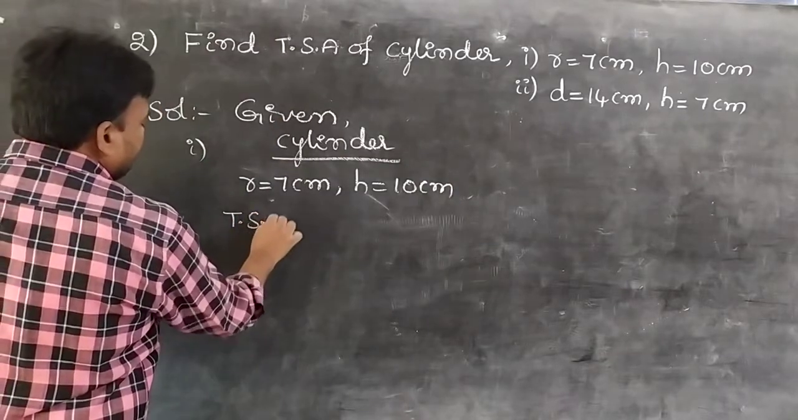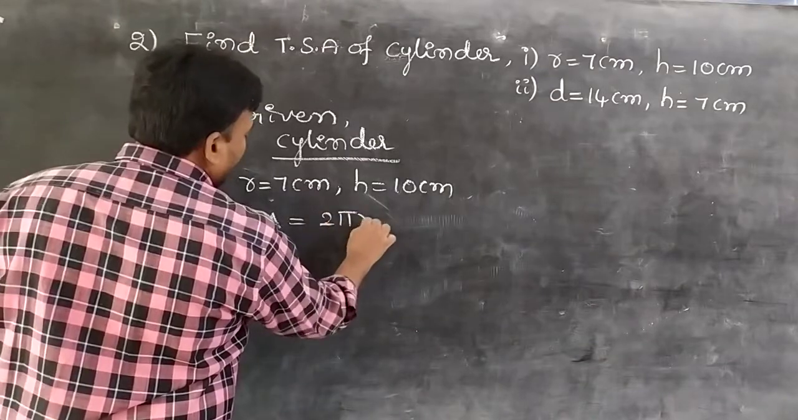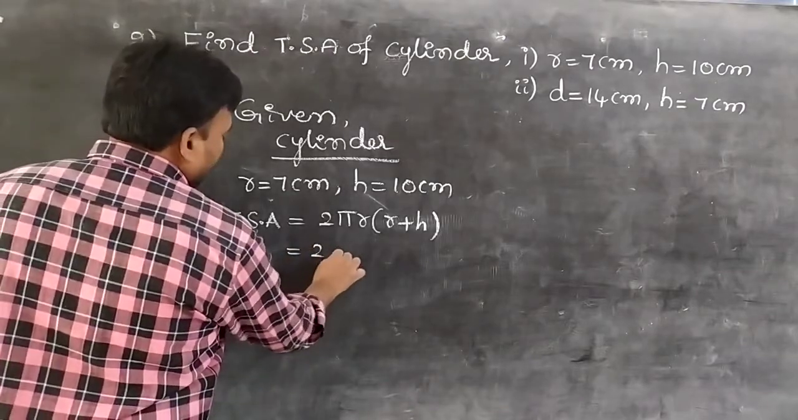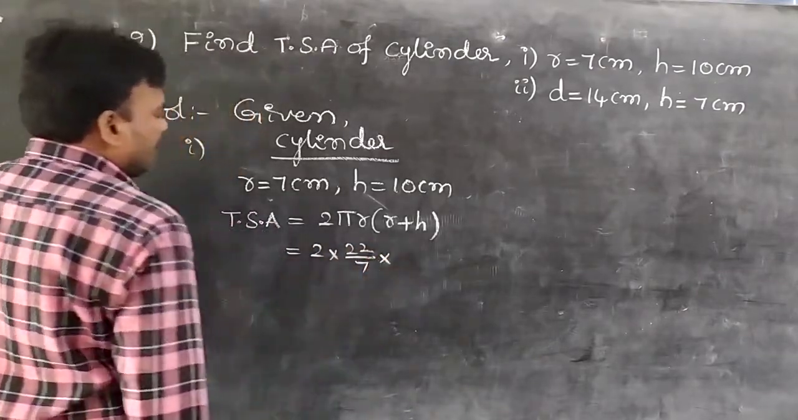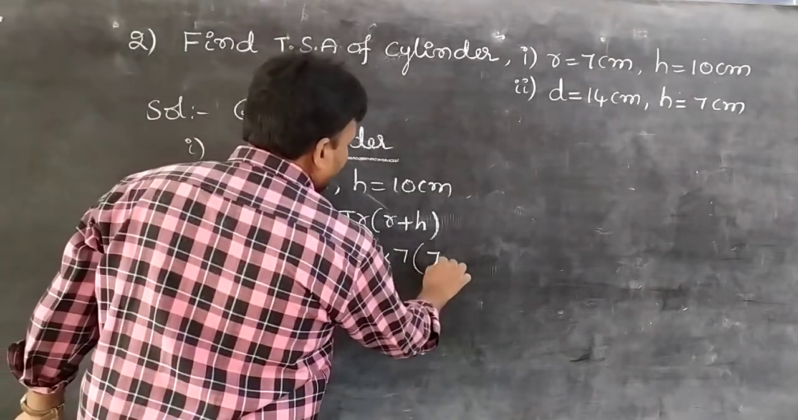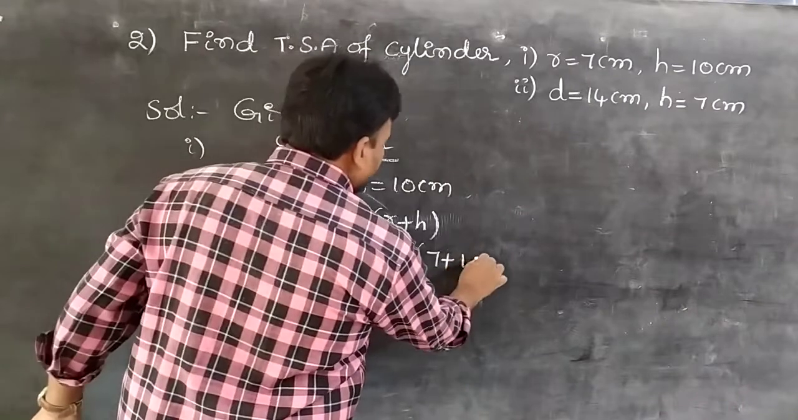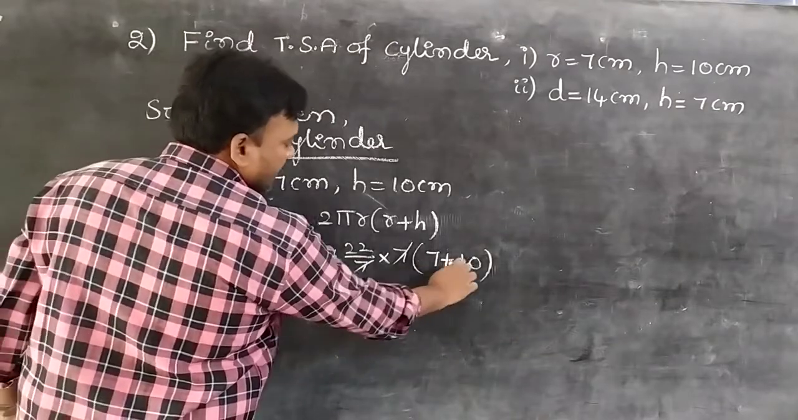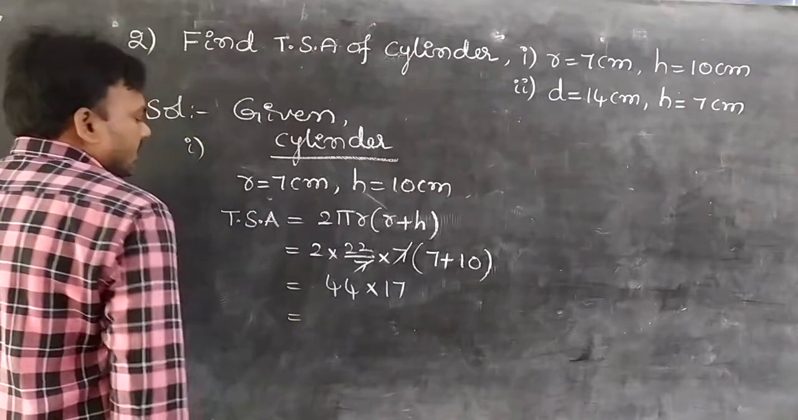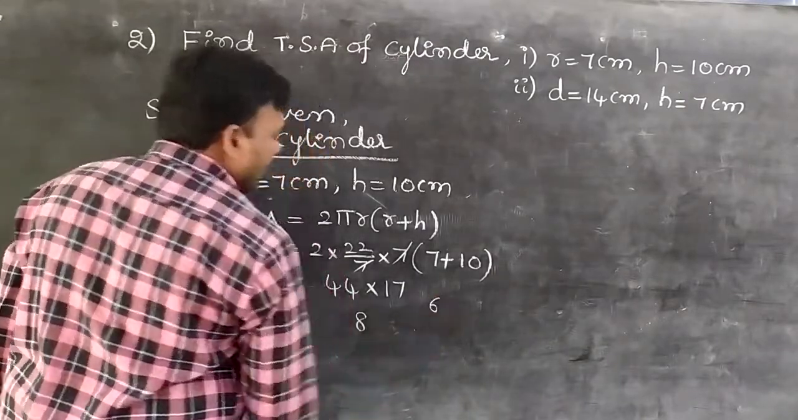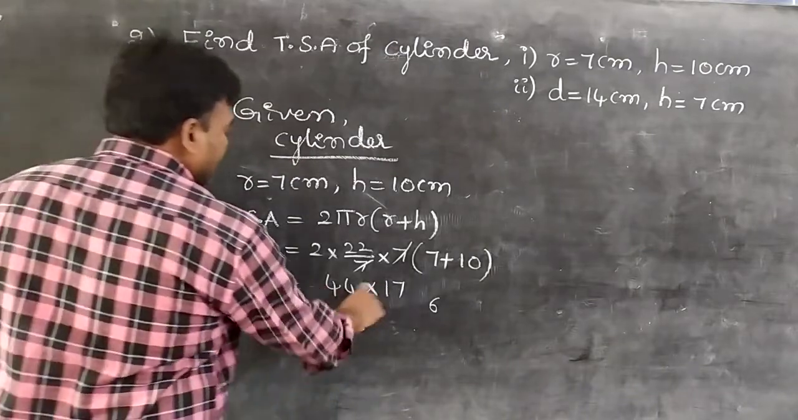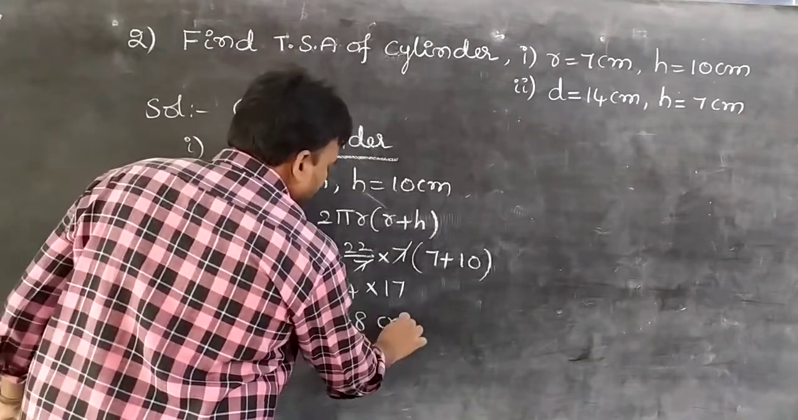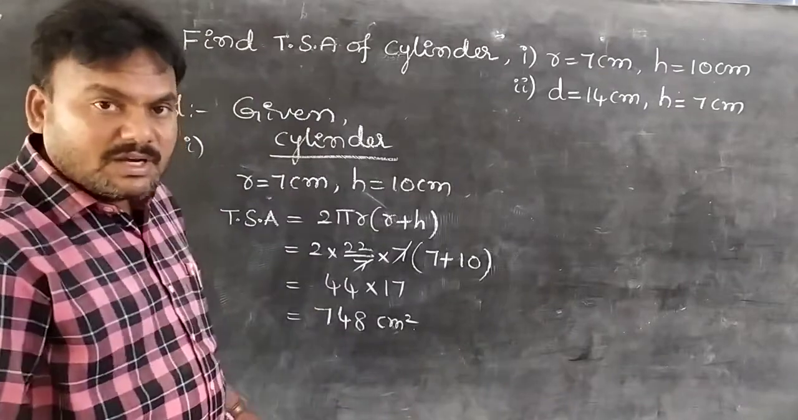Therefore, TSA of a cylinder equal to 2 pi r (r plus h). So that implies 2 into 22 by 7 into r, which is 7, of 7 plus h value 10, students. The 7 gets cancelled. It becomes 2 into 22, nothing but 44, into 10 plus 7, 17. 44 into 17: 44 times 7 is 308... 748 square centimeters. 748 square centimeters.